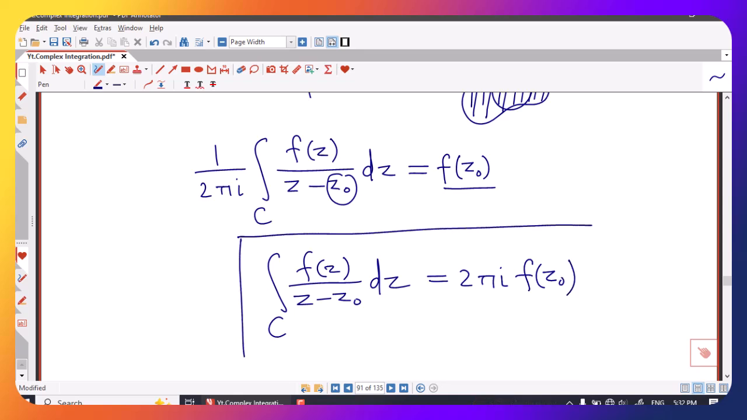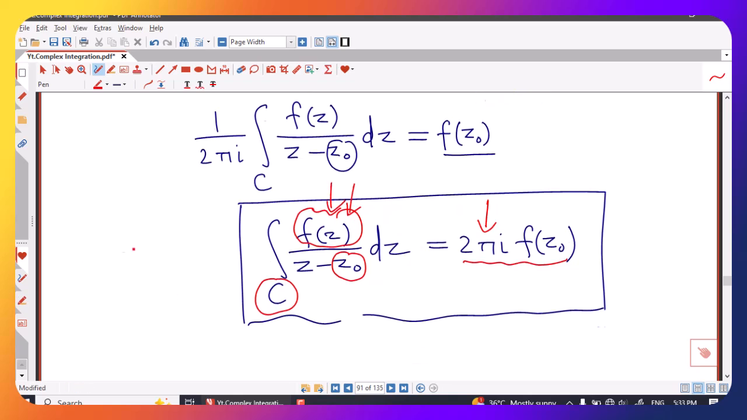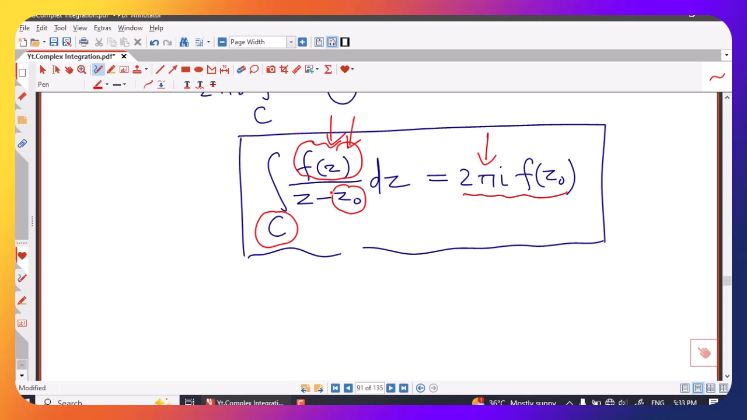So using Cauchy integral formula, if our contour integral can be written in this form, that is f of z divided by z minus z0, where this f of z is analytic everywhere inside and on a simple closed contour, and this z0 is interior to this simple closed contour, then in evaluating this type of integrals we can apply Cauchy integral formula. So this integral is equal to 2 pi i times the value of this function f of z at point z0, and we will remember this Cauchy integral formula.